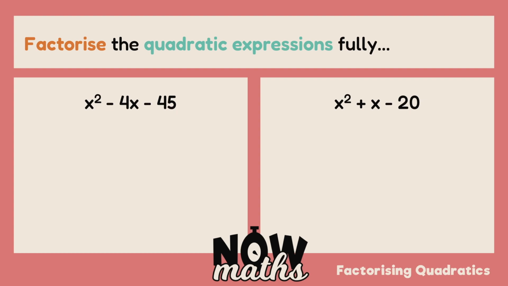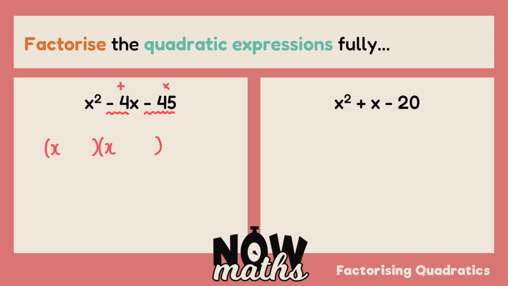Similar to the previous questions, we know that this quadratic is going to factorise into double brackets since there aren't any factors greater than 1 in the question. We also know that to give us x squared, we're going to need an x in the front of each bracket, since x multiplied by x gives us x squared. Now, we're going to be looking for numbers this time that multiply to give us negative 45 and add to give us negative 4.